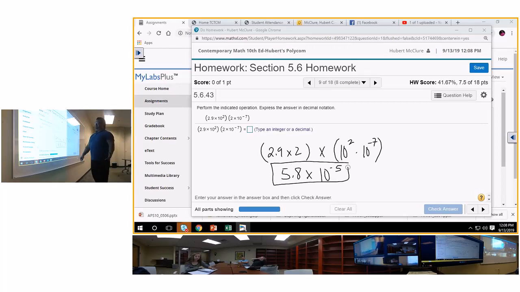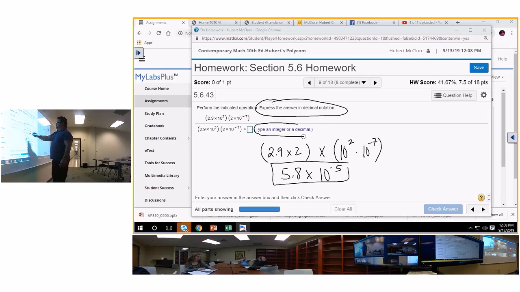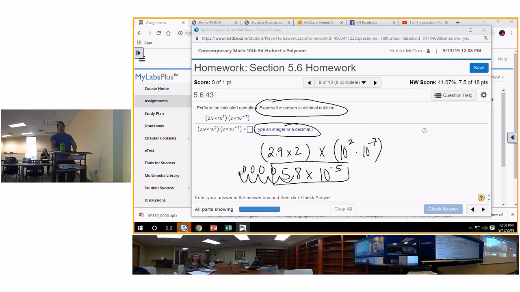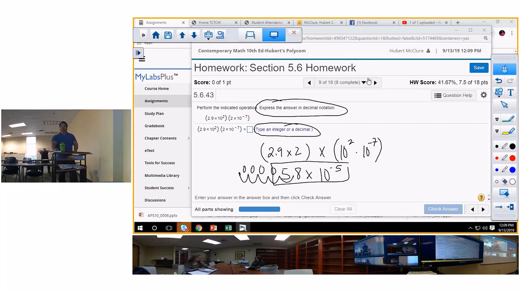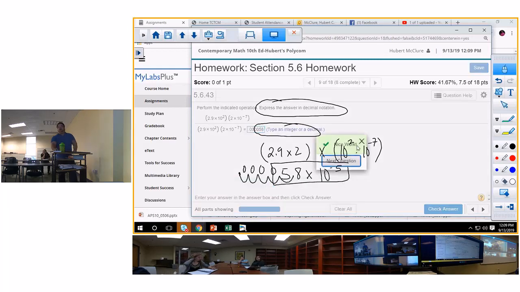Now, the reason we don't have to change anything, nope, it doesn't say leave in scientific notation. What does it say? Write as a decimal. 1, 2, 3, 4, 5. So that means 4 zeros. So that's your answer. Now, is the math hard here, or do you have to follow the directions? You're going to have to follow the directions. And that's going to be 0.000058.